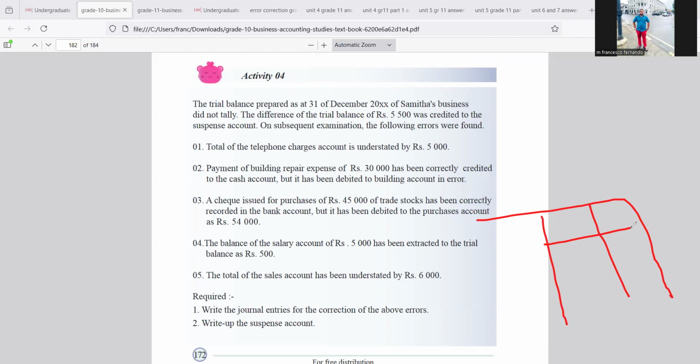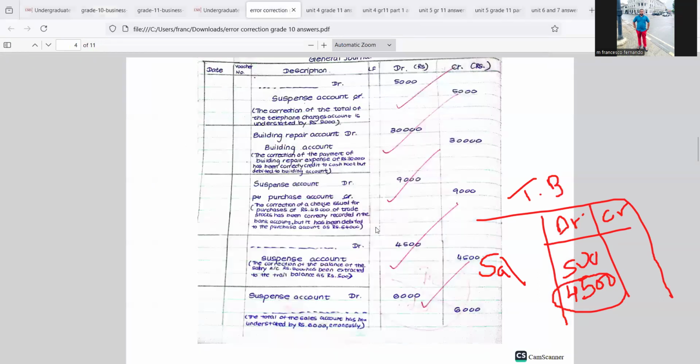So you know salary normally is a debit balance. Now this is a trial balance. It has two columns, no, for debit and credit. So in the debit side, they have recorded 500, but the correct value is 5,000. So what I can do to make this 5,000, if I record 4,500 here, this will become 5,000. So trial balance debit 4,500 and suspense account credit 4,500.